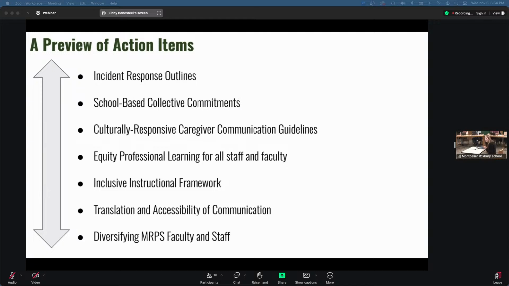So how are we going to think about how we treat each other, especially when we're having harder conversations? To culturally responsive caregiver communication guidelines. What does partnering with families look like? What does that look like when we're doing so in a culturally responsive way? To increasing equity training and professional development for all staff.